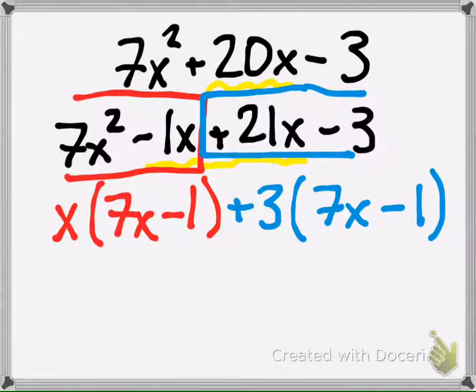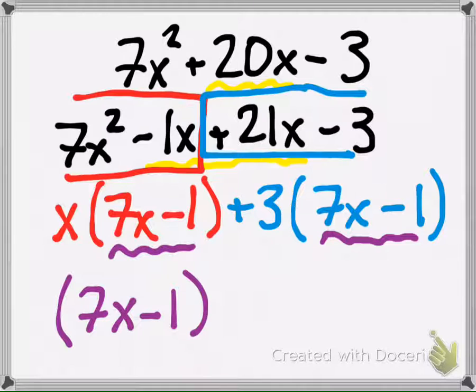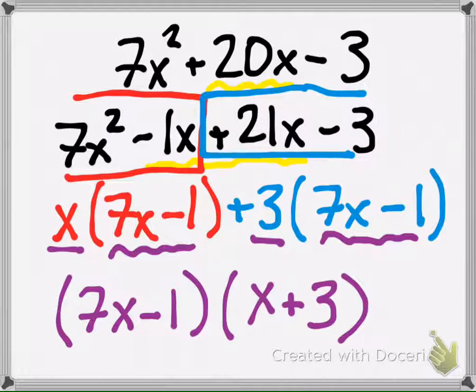Now as you notice, I have two parentheses that have the exact same values inside of them. So what I'm going to do there is pull that down. I have a 7x minus 1. Now we can think of this as our doubly distributed property that we talked about in our factoring video. I have an x plus 3 on the outside of the same parentheses, so what I can rewrite that as is 7x minus 1 times x plus 3. So there I have my factored form of this equation.